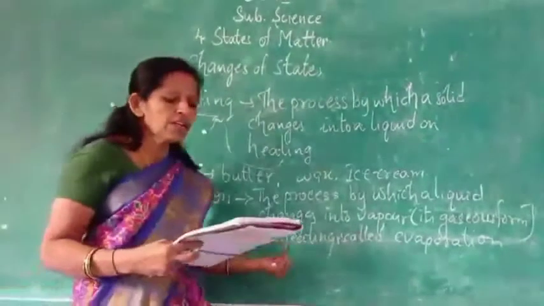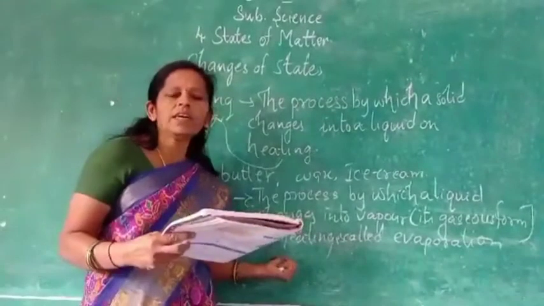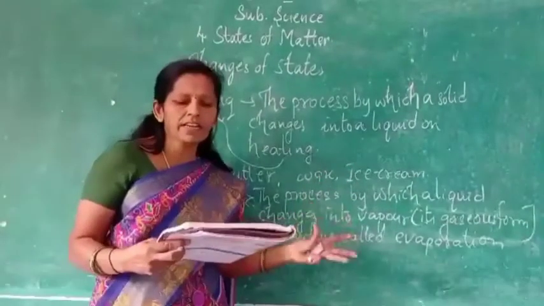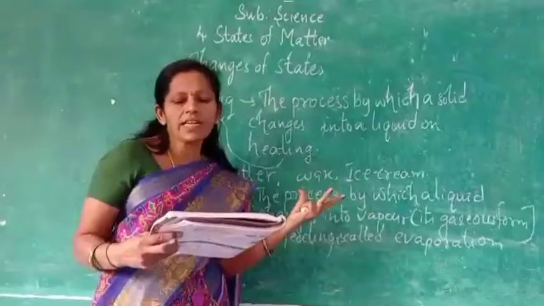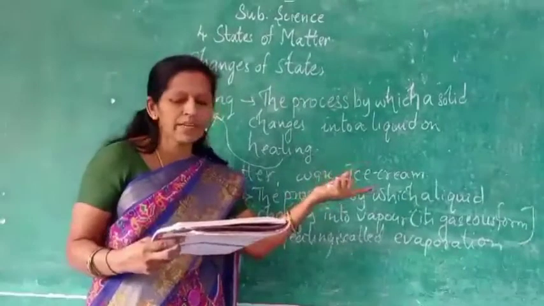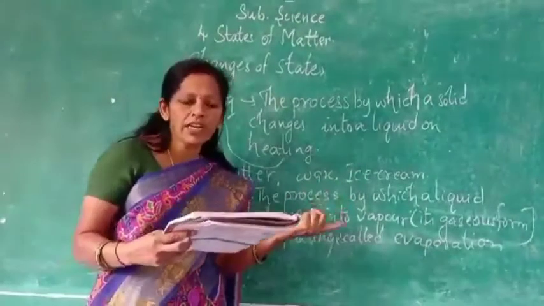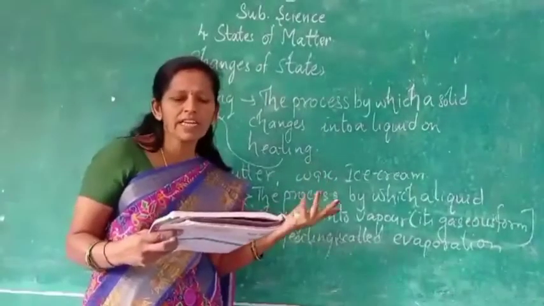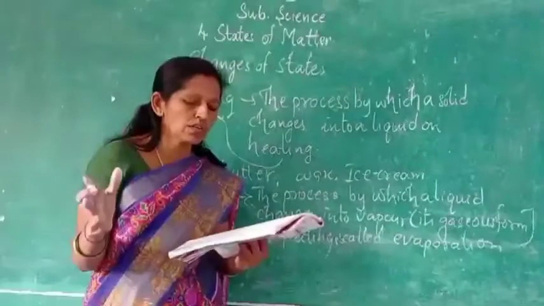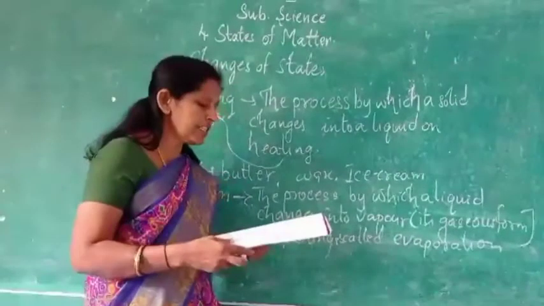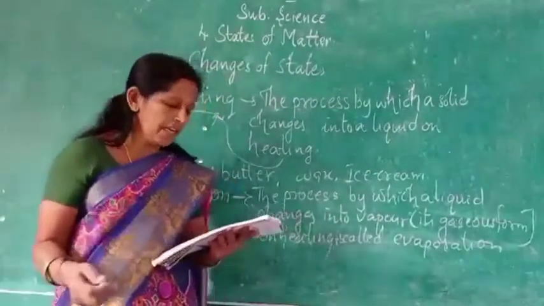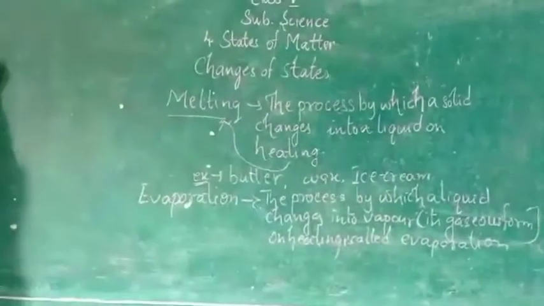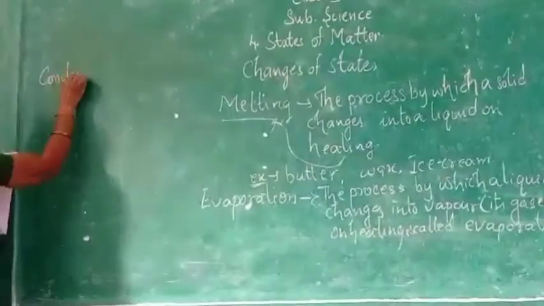The molecules of the liquid start moving faster on heating. They overcome the intermolecular force of attraction and become free to move out. So this is how a liquid changes into vapor on heating. Next is condensation.